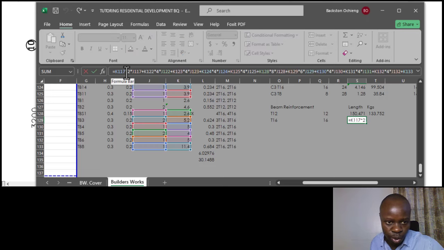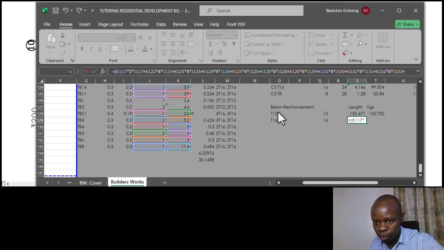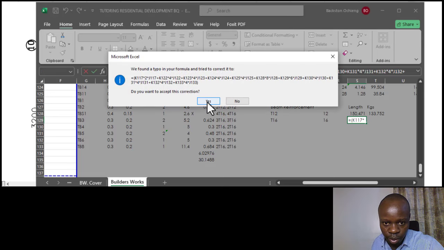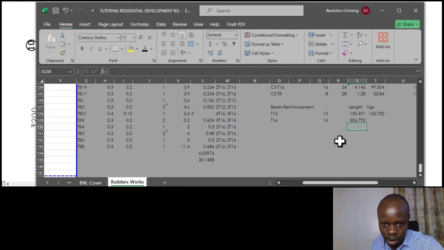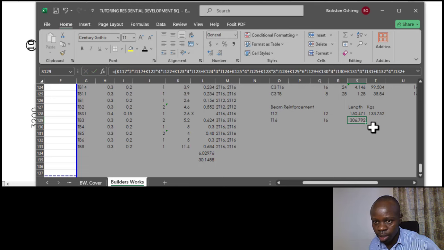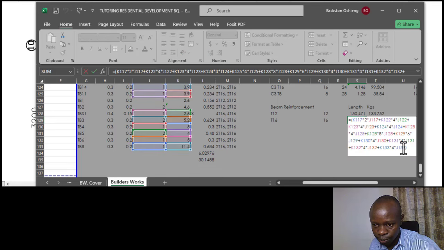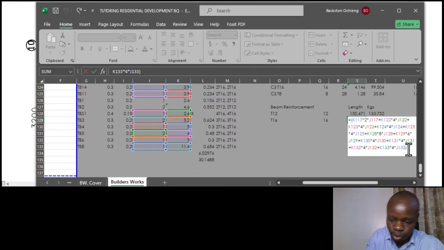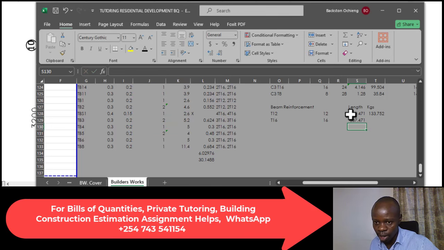So as usual, we do a bracket there, we do a bracket. Okay, so what I want is to multiply this by an adjustment for the overlaps of 10%, and we have it 337, that is the total length.